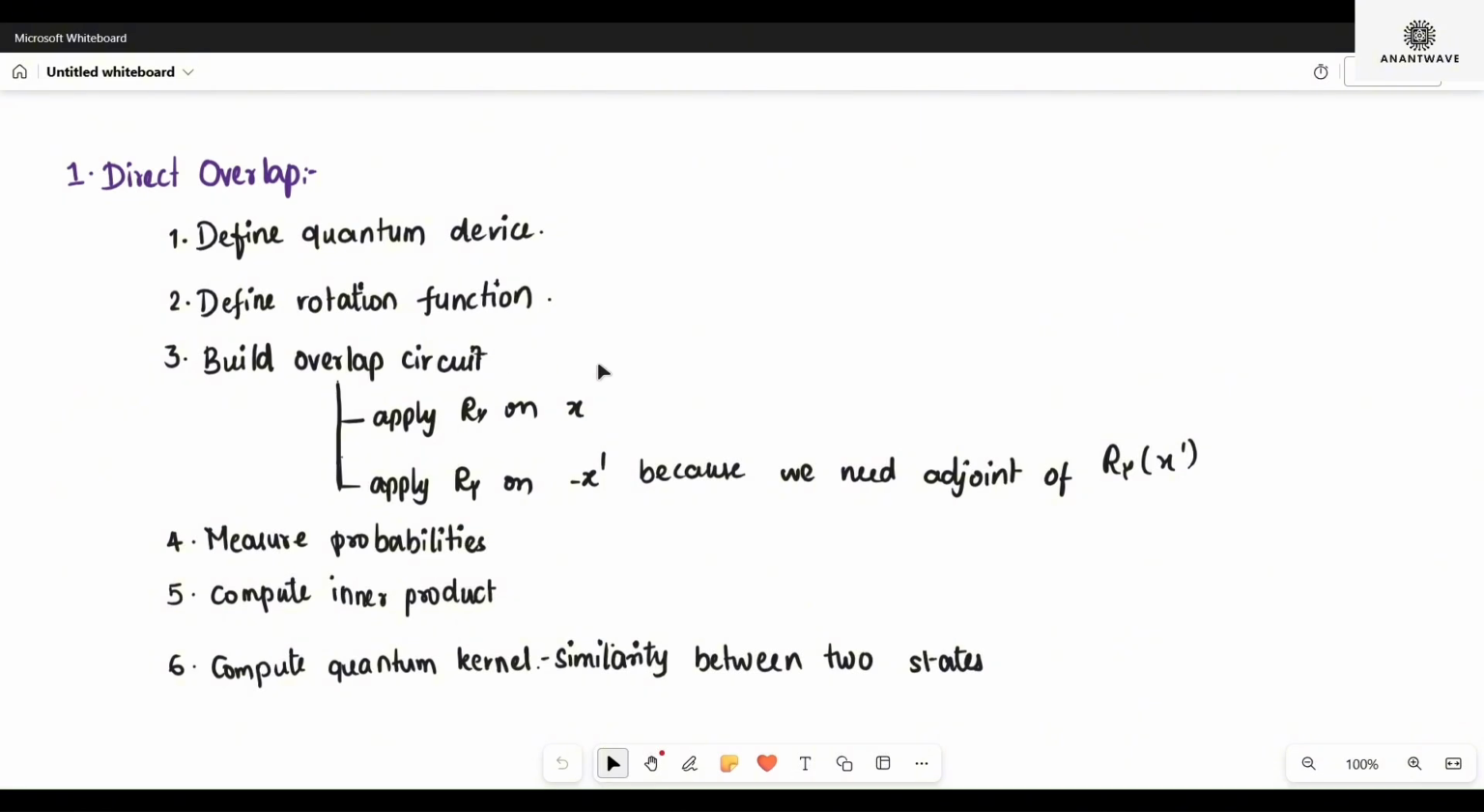As I am applying the Ry gate, first I need to apply Ry on x and then I need to apply Ry on the negation of x prime, because I need the adjoint of Ry of x prime. Then measure probabilities, compute the inner product, and then compute the quantum kernel. This is nothing but the similarity between two states.